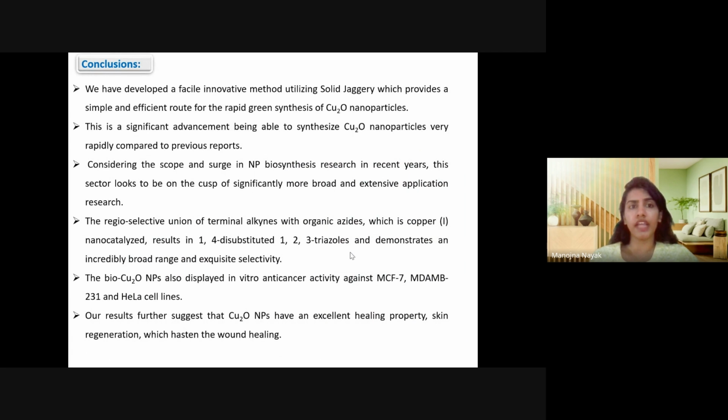So concluding with this, we have developed a facile innovative method utilizing solid jaggery, which provides a simple and efficient route for the rapid green synthesis of Cu2O nanoparticles. This is a significant advancement, being able to synthesize Cu2O nanoparticles very rapidly compared to our previous reports. Consider the scope and surge in nanoparticle biosynthesis research in recent years. This sector looks to be on the cusp of significantly more broad and extensive application research, and also the regioselective union of terminal alkynes and organic azides, which is copper(I) nanocatalyzed click reaction, results in 1,4 di-substituted 1,2,3 triazole, and it also demonstrates an incredibly broad range of exquisite selectivity.